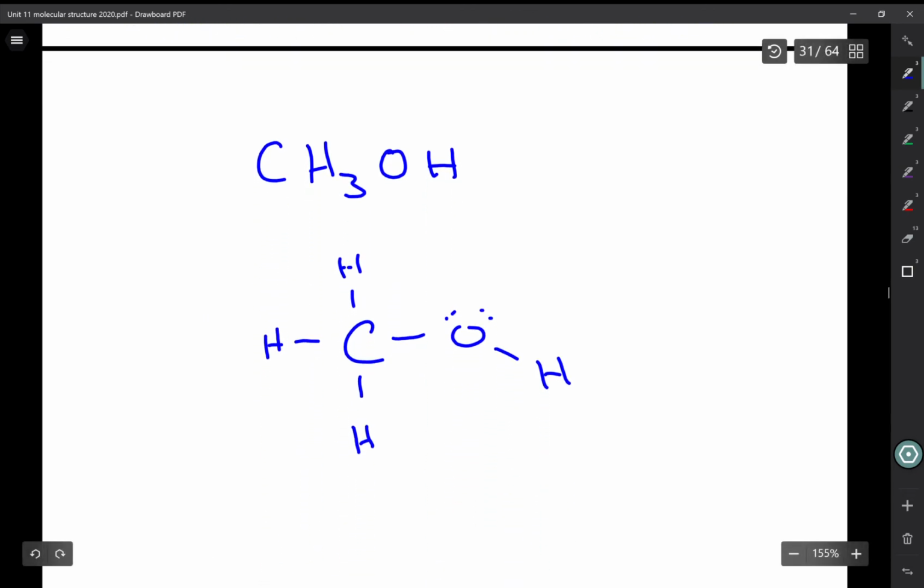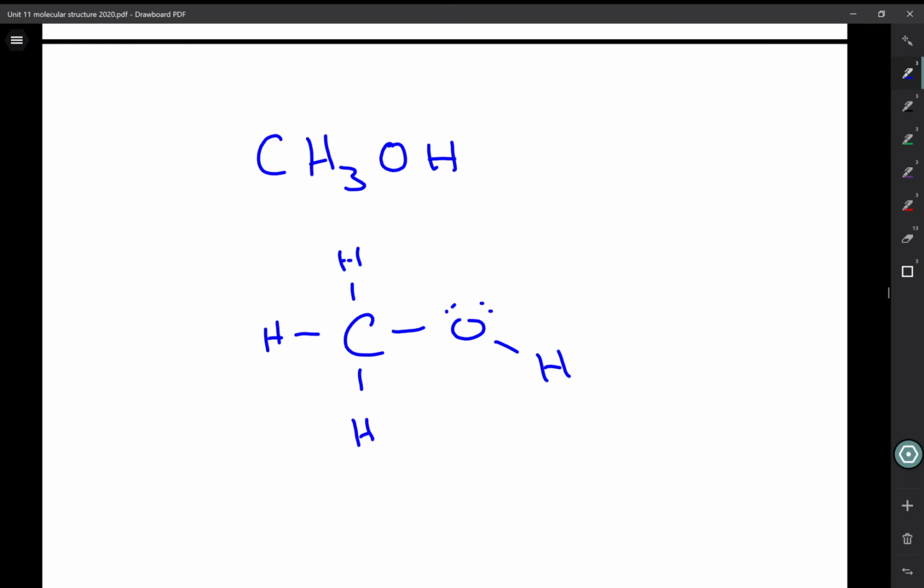Now the last spin-off, which you'll see here, is something like this. I'm going to talk about the 3-dimensional shape of methanol, CH3OH. All right. Now, in all the other ones we did before, we had a center atom. There's no center atom here. So what we're going to do is split it up into parts. So we'll say that this molecule here is a combination of different VSEPR shapes.